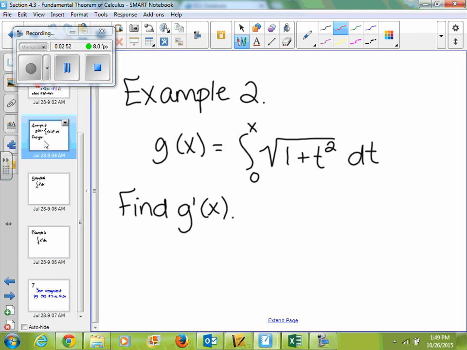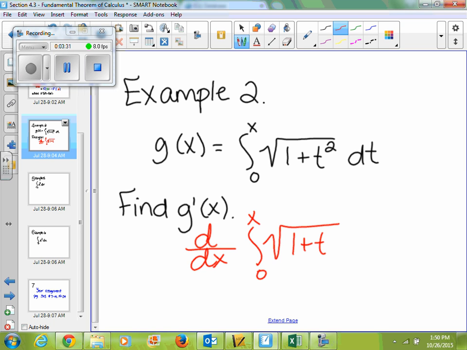So if I look at example 2, I'm told that g of x is equal to the integral from 0 to x of the square root of 1 plus t squared dt. Okay, so we're differentiating along t. And it wants me to find g prime of x, so the derivative of g of x. Okay, so if I want to find the derivative of g, I'm going to differentiate along x for the integral from 0 to x of the square root of 1 plus t squared dt. Okay, so basically I'm differentiating the right side of my function.